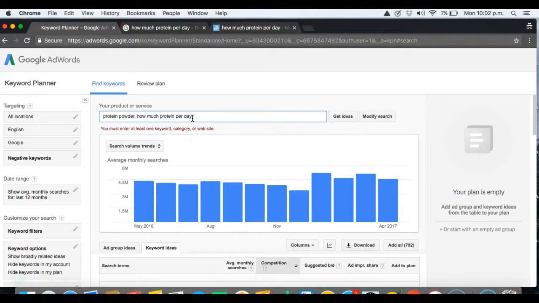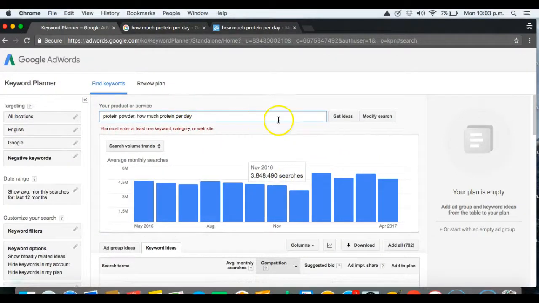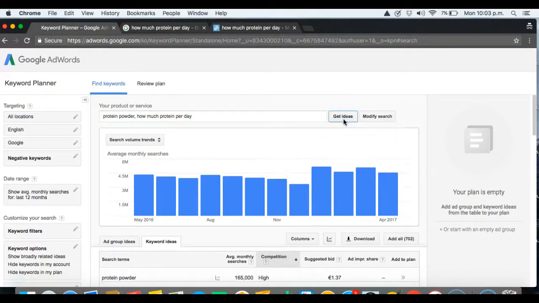So just starting off my keyword research in the Google AdWords Keyword Planner. And by the way, if you haven't already used the Keyword Planner, it's quite simple to set up. I won't cover it today, but you would essentially just create a Google AdWords account and set it up, and then add credit card details to your account if you want to see the exact figures. But let's get going. So protein powder, how much protein per day? Kicking off my keyword research. So I'm going to put my keywords in. I've put my keywords in. I'm hitting get ideas.